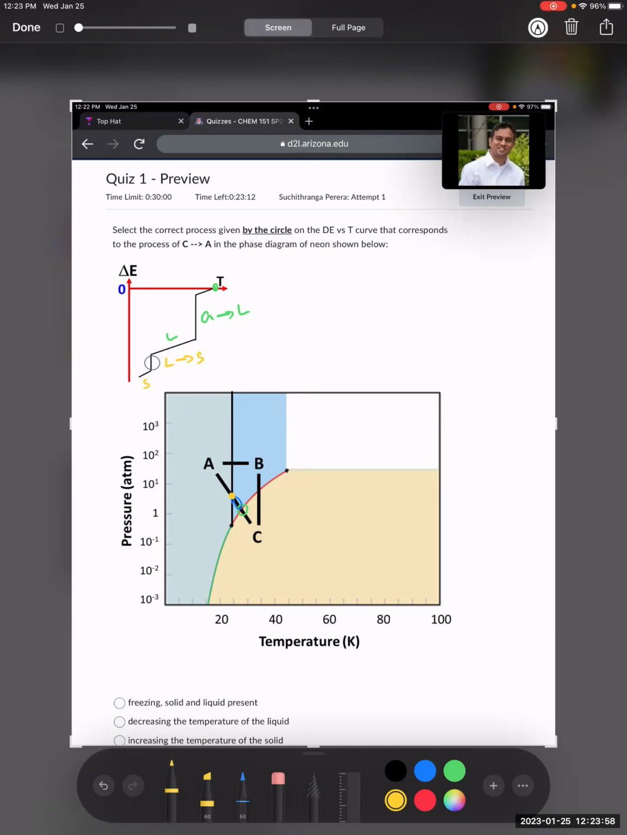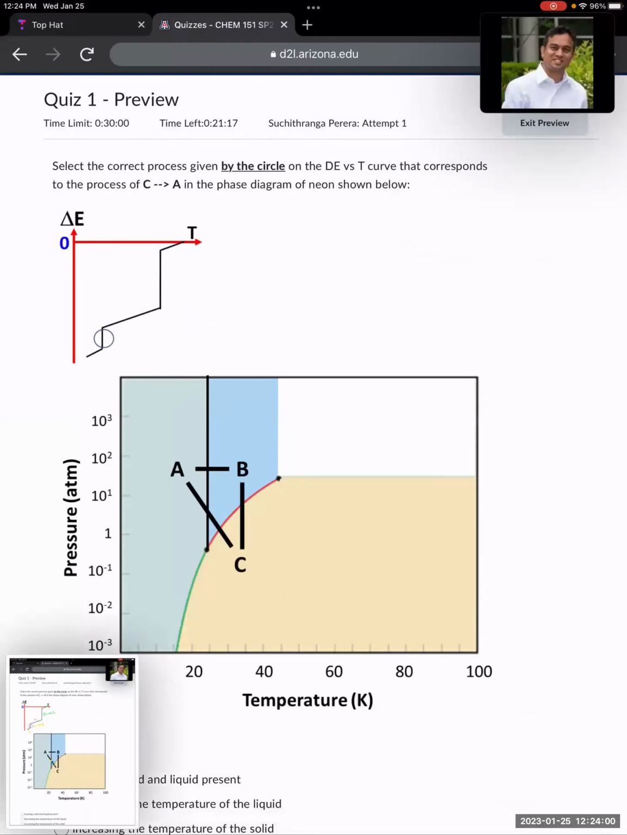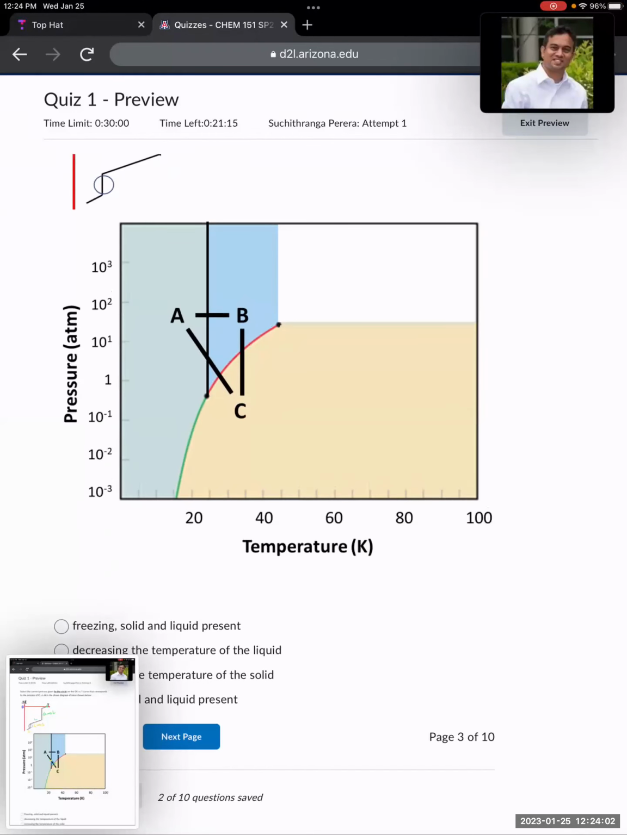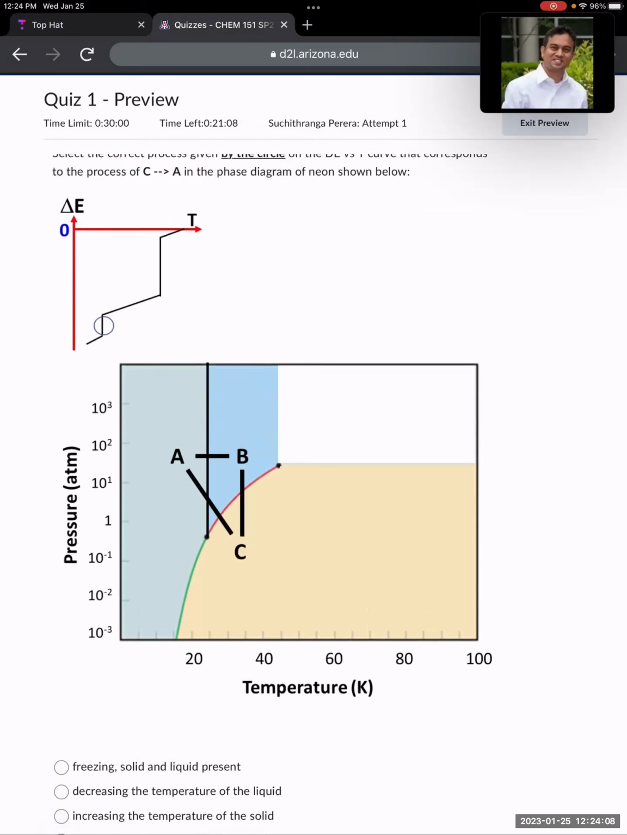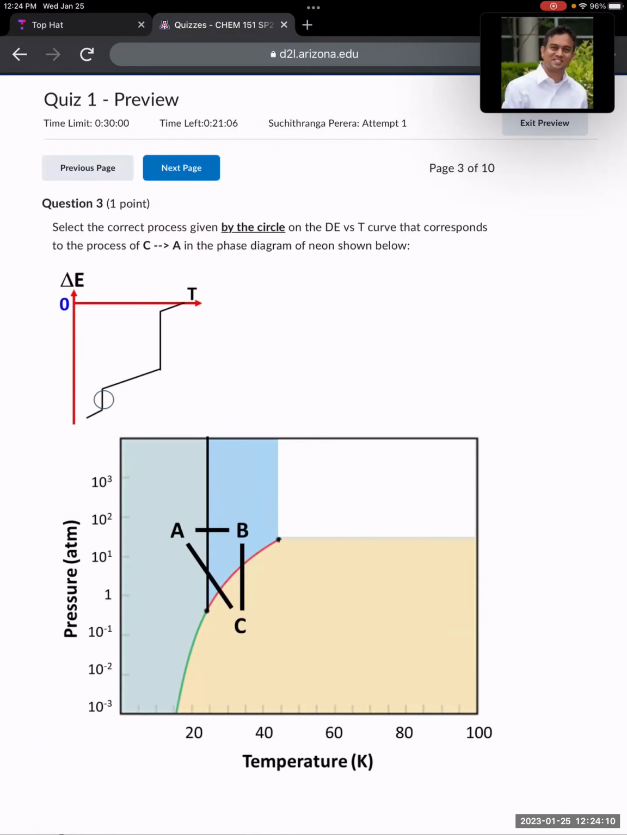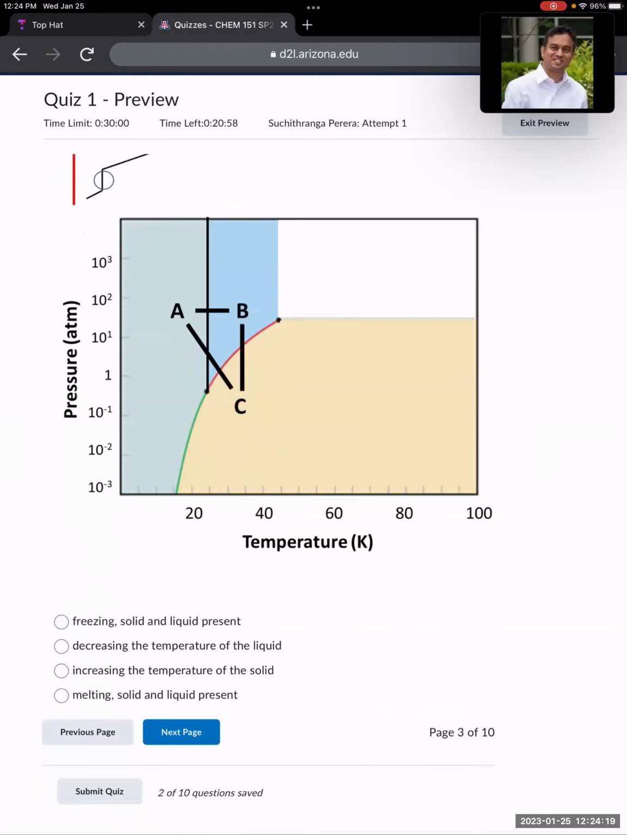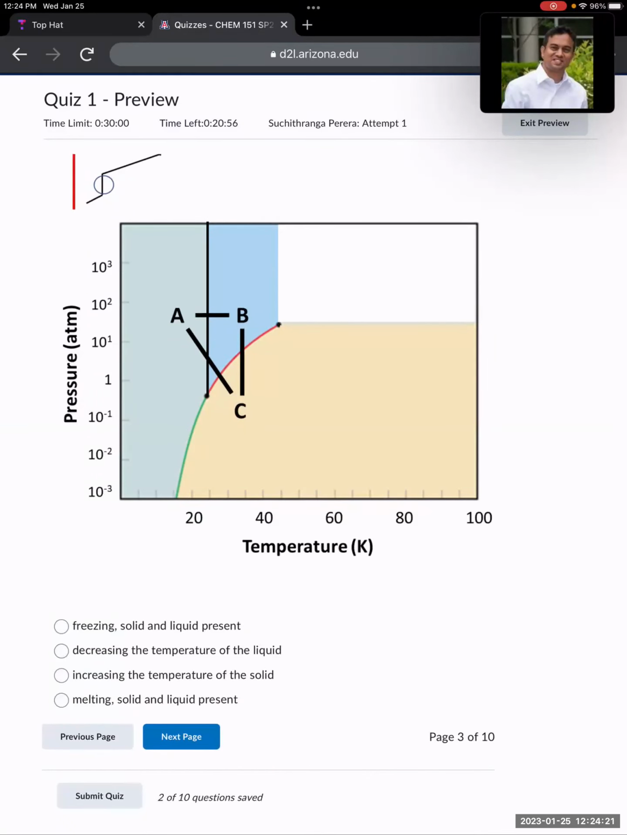Okay, let's go back and enter that answer. All right, it's freezing, solid and liquid is present. So yeah, they're asking for the phases as well. Select the correct process by circle, we did that. In the phase diagram, okay, it's freezing. All right, so that's the only answer we are having there.